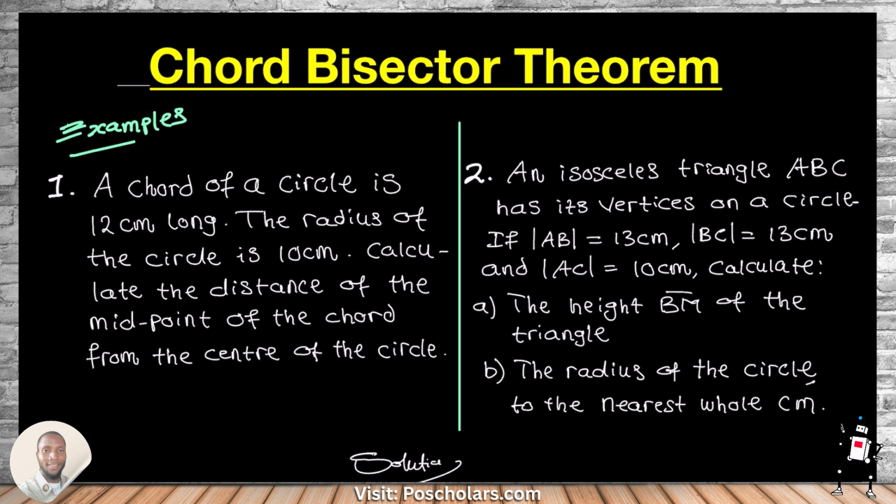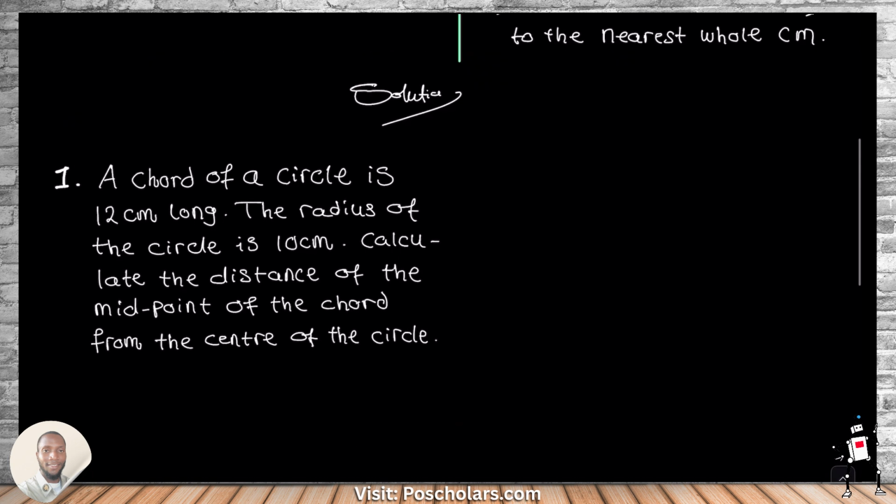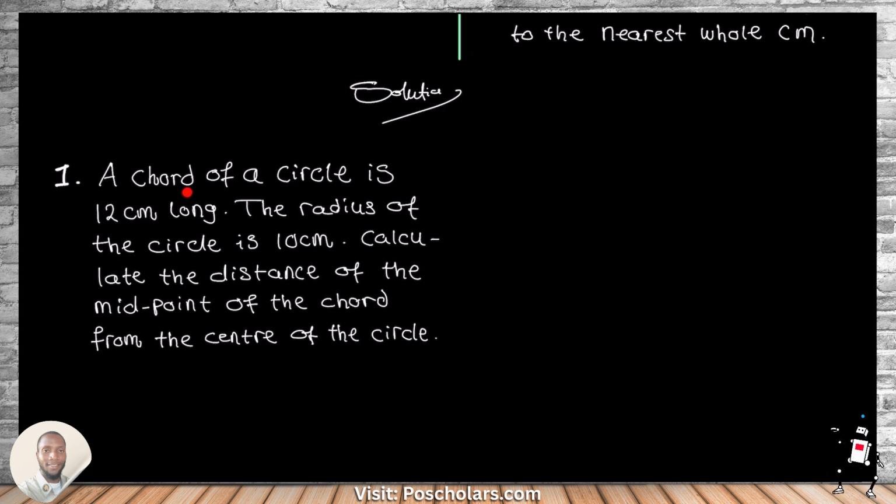Now let's dive in. We have two questions we are going to solve in this video. This is the first question and this is the second question. Now let's start with the first question. The first question says a chord of a circle is 12 cm long. The radius of the circle is 10 cm. Calculate distance of the midpoint of the chord from the center of the circle.